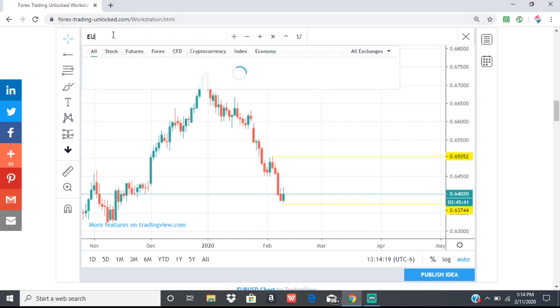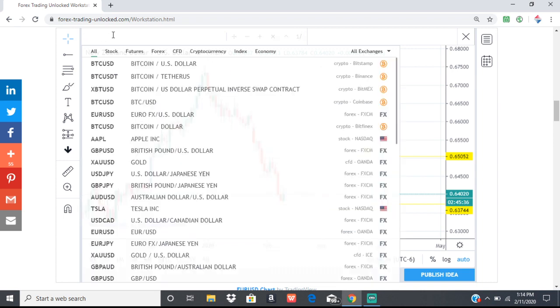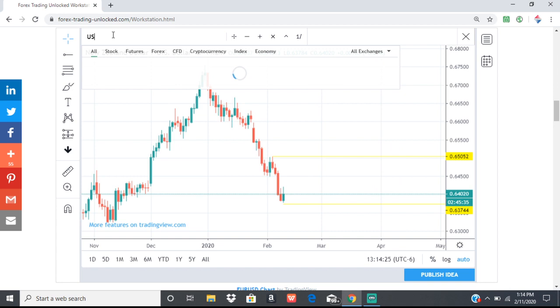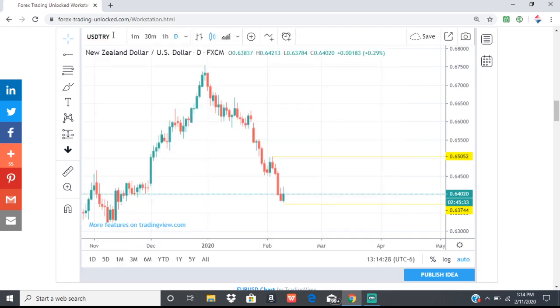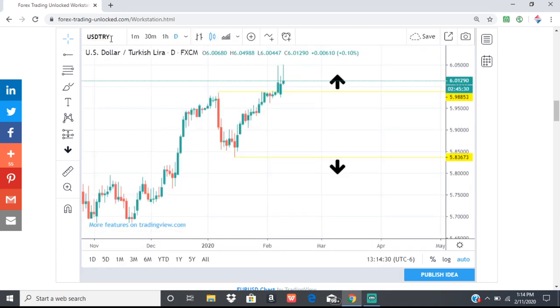So we made our trip around the world. We didn't look at another exotic though. We're going to look at the US dollar TRY. Okay, so the US dollar Turkish lira has been hovering below highs. It looks like right now it wants to make a little correction.